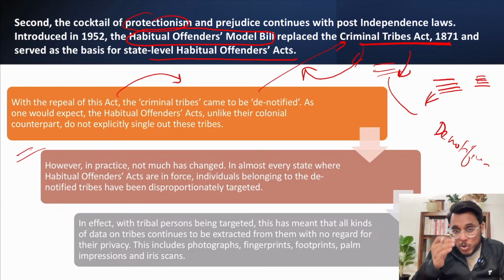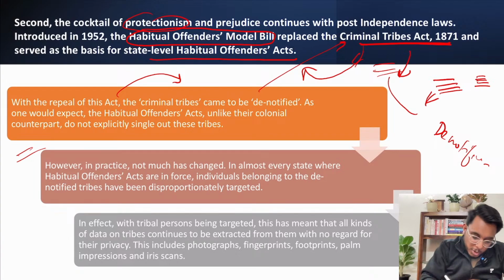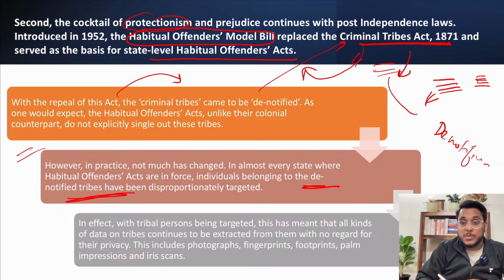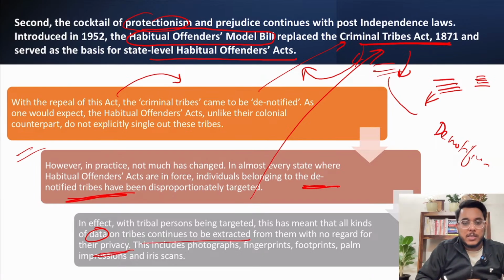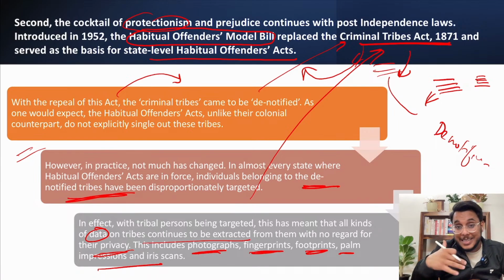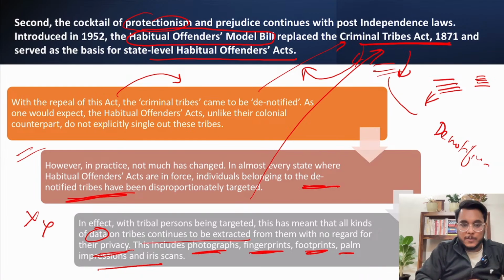Even the Habitual Offenders Acts at the state level specifically target the tribals many times. Is it clear or not? The denotified tribes who were earlier part of the Criminal Tribes Act are disproportionately targeted. Data is extracted from them, and there is no regard for their privacy. They are called to submit their photographs, fingerprints, footprints, palm impressions, and iris scans, just so that a track can be kept on them. So basically there is no regard for privacy.